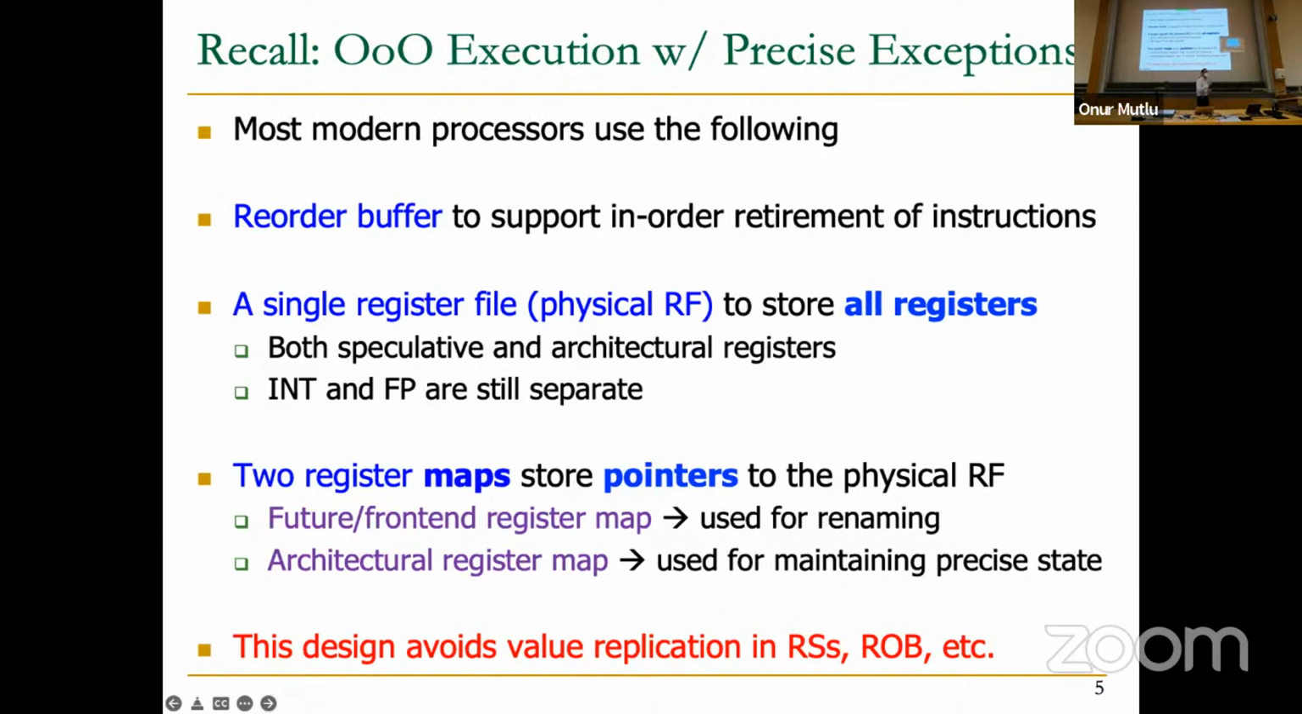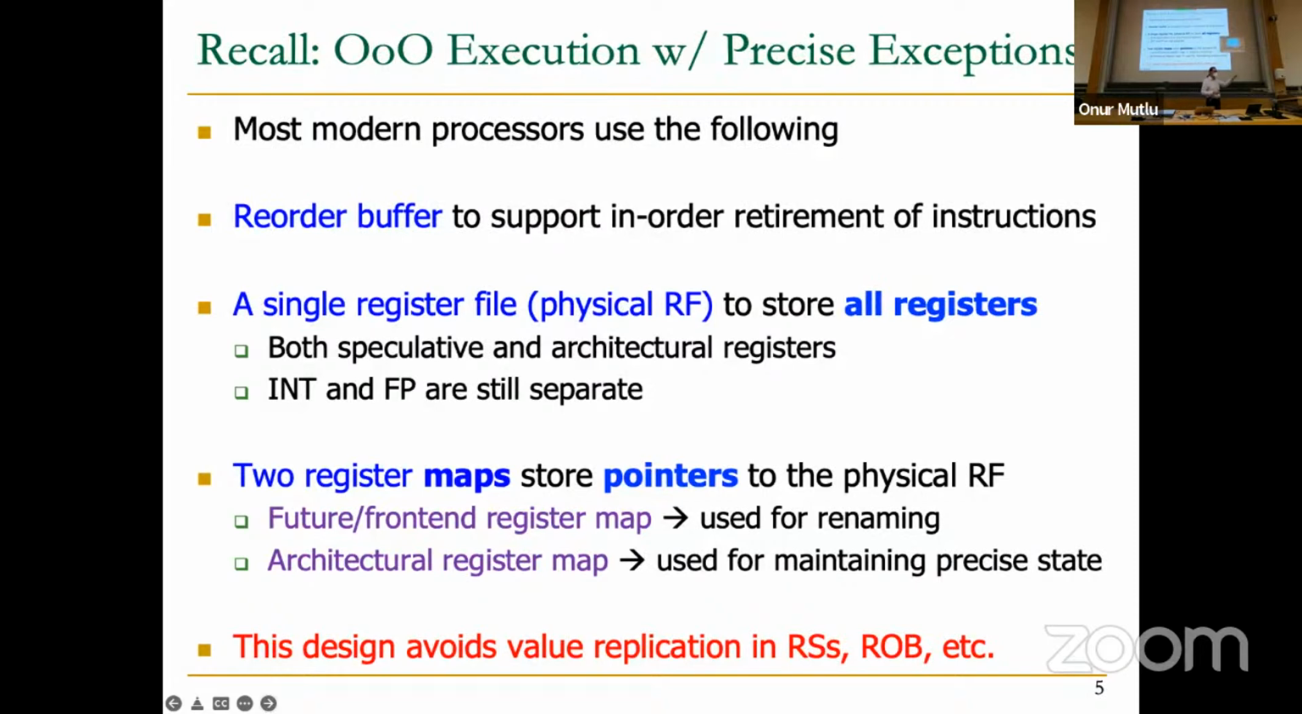Remember that we can rename the same register many, many times as long as we have a place to hold the values, because the goal is to really communicate the values between different instances of the register, between the producer and the consumers. And integer and floating point are actually still separate because these are different data types. And there are two register maps that store pointers to the physical register file. One is used at the front end. It's called the future or front end register map, or register alias table, as some processors call it.